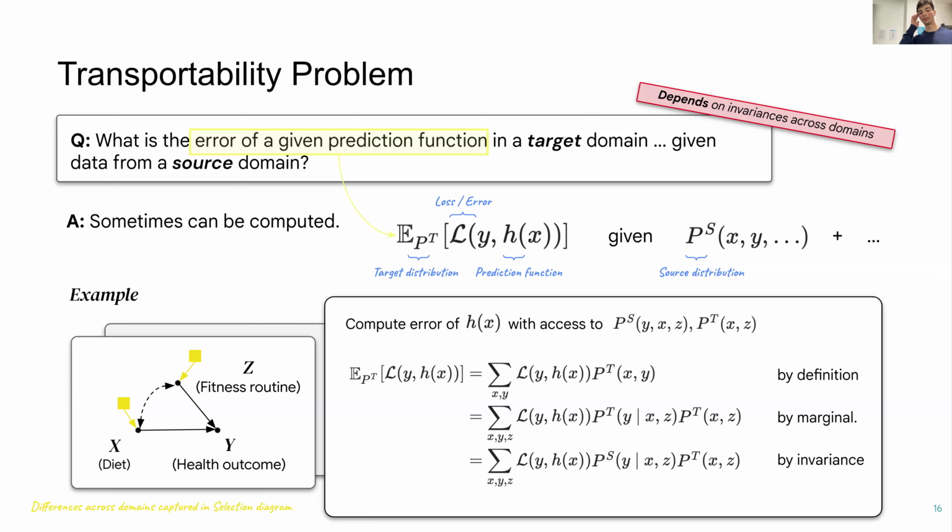If you like thinking about this kind of stuff in a graphical way, the reason why these two things are equal is because the square nodes are separated from y once you condition on x and z. That would be the graphical explanation.